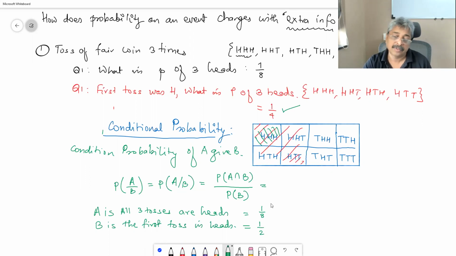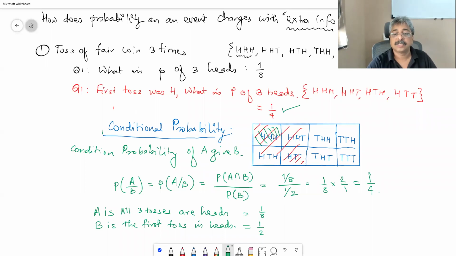Now how are you going to deal with this? So it is 1/8 upon 1/2. Is it correct? That is what this answer is. So whatever this formula that we are writing, P(A intersection B) upon probability of B is your P(A given B).